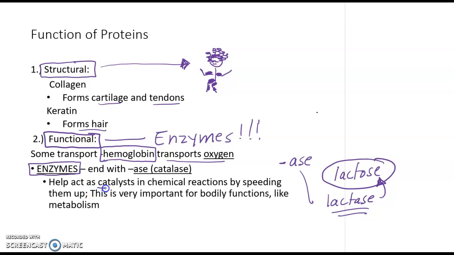Enzymes catalyze, or they act as catalysts. So what that means is they are going to speed up chemical reactions, and allow chemical reactions that normally wouldn't happen very quickly to happen very fast so we can sustain life. So enzymes are really important, and we're going to learn more about those and how different things can actually inhibit or encourage enzyme activity.